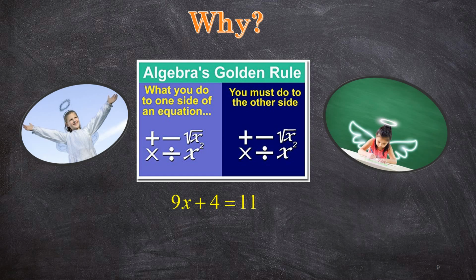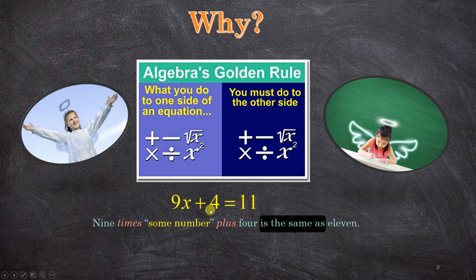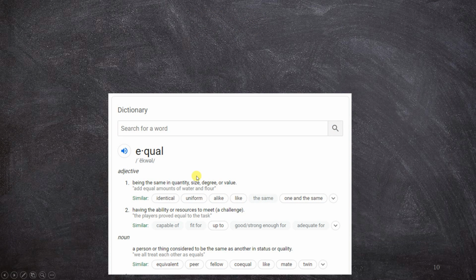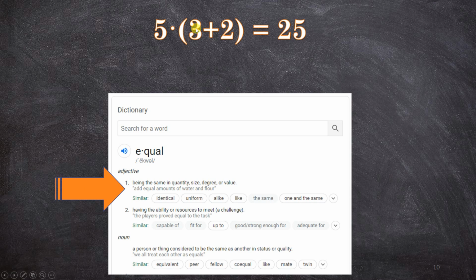You've been hearing it forever, right? So like, for example, 9x plus 4 is equal to 11. That means that it's exactly the same as, and in math, everything is taken to be literally true. Nothing is going to be false. So when we see an equal sign, that means that this side is the same as that side. Equal means it's exactly the same size. So something like this is true. 5 times the quantity 3 plus 2, that's 25. This is true.